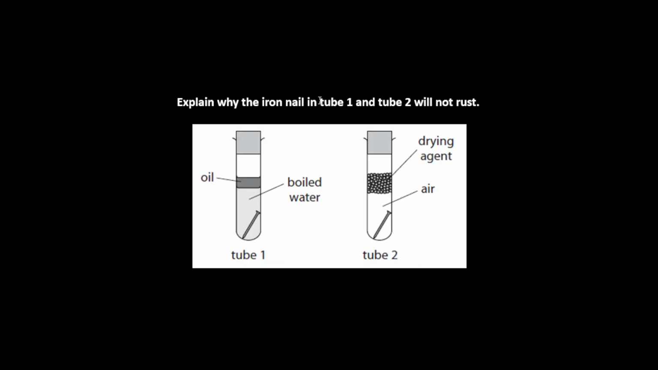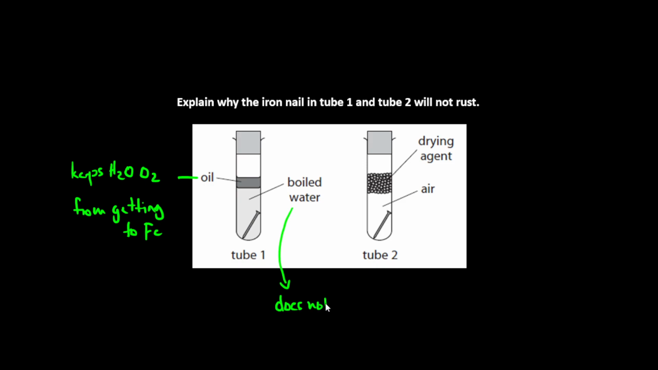So explain why the iron nail in tube 1 will not rust, okay? This is actually because when we keep it under oil, right, this keeps both water and oxygen, okay, from getting to the iron nail, okay? So that's the first one. And the boiled water means that it does not have any oxygen, okay? So boiled water means that there will be no oxygen. So that is why in tube 1 the iron nail will not rust.